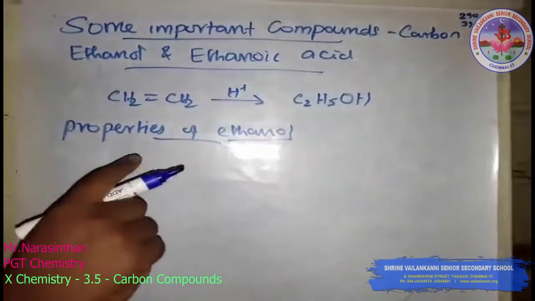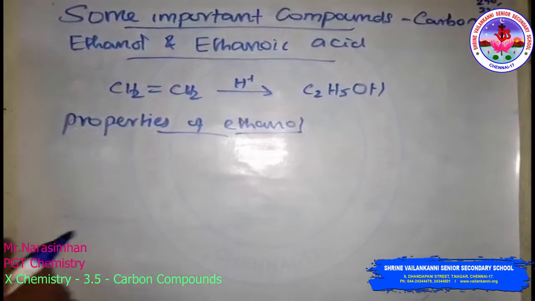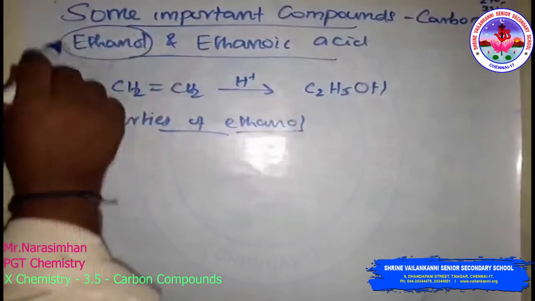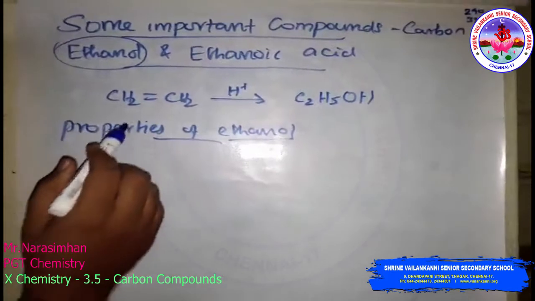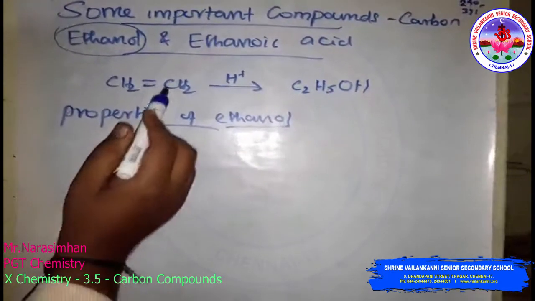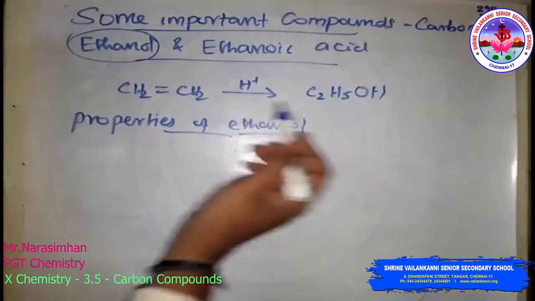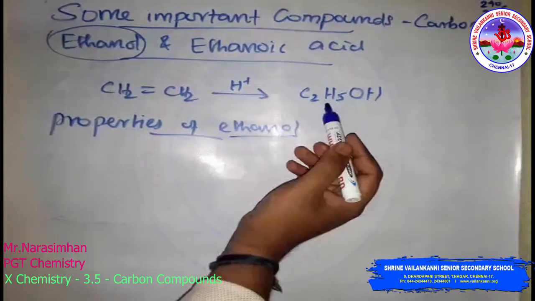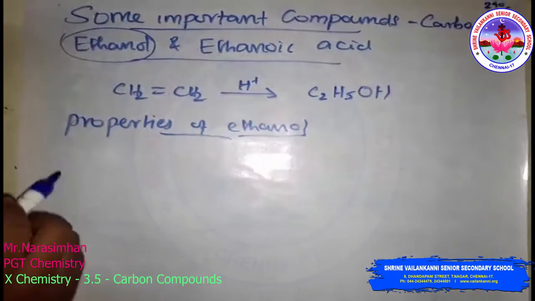Some important compounds of carbon, that is ethanol and ethanoic acid. Ethanol is nothing but alcohol; the commercial name is alcohol. First, the preparation of alcohol: usually the alkene compounds, that is the unsaturated compounds, in the presence of acid form alcohol. Here ethene, in the presence of acid, gives alcohol. So this is the common preparation method.